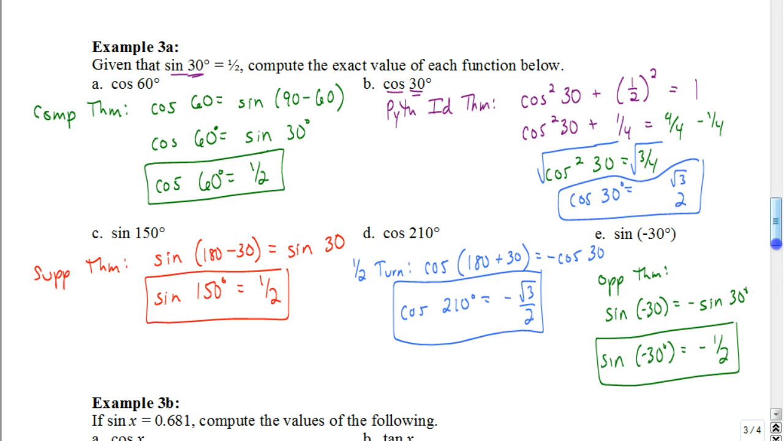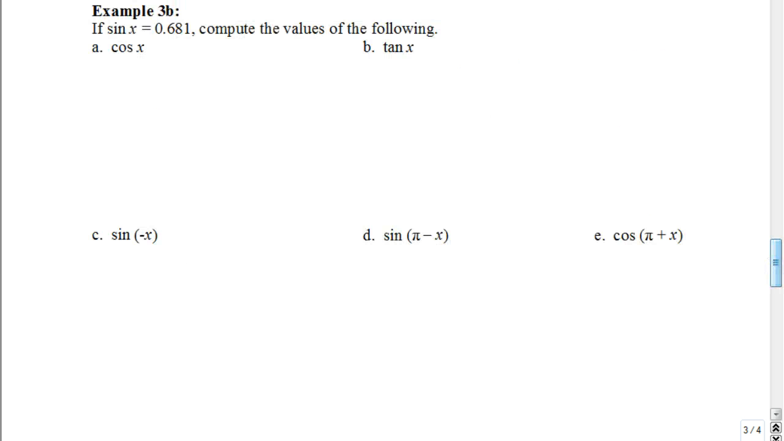Okay, let's try some more. These are going to be a little bit faster. Let's look at this one here. This is asking us for the sine of x equals 0.681. So here, I don't know what my angle measurement is, but I do know that they're asking me for the opposite value and the fact that it's going to be the same angle. So it's the sine of x and the cosine of x. So this tells me I'm going to use the Pythagorean Identity theorem.